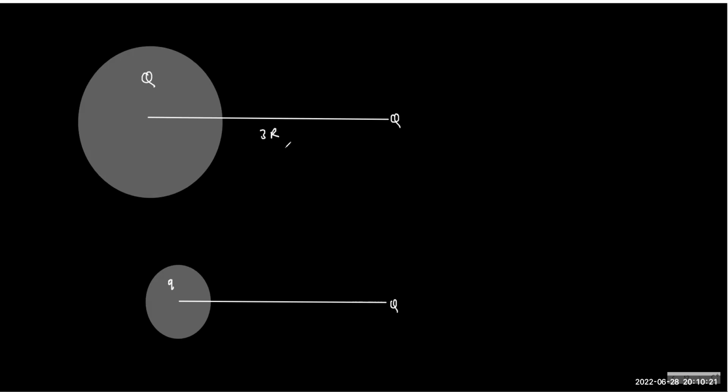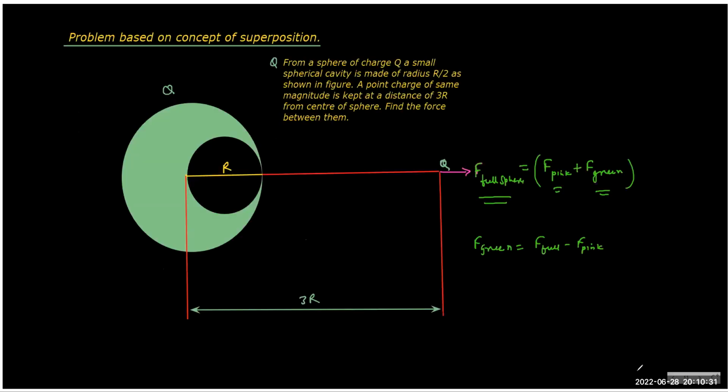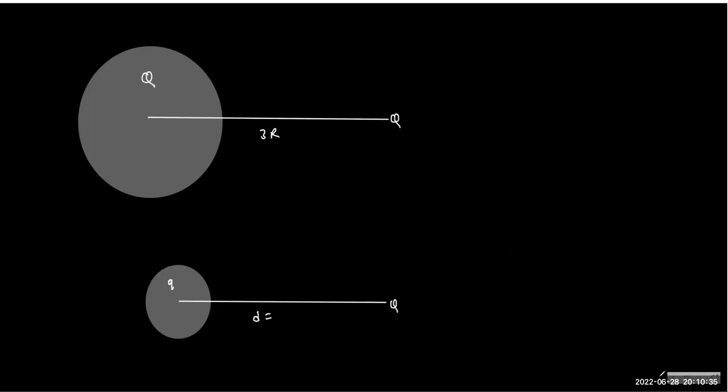This distance is 3r. Can you tell me what this distance is, the center of the cavity and the charge, given charge? 3r minus r by 2. Yeah, 3r minus r by 2, what is that? 5r by 2. Very good. So you got the distance d, and now you know how to find the charge Q.